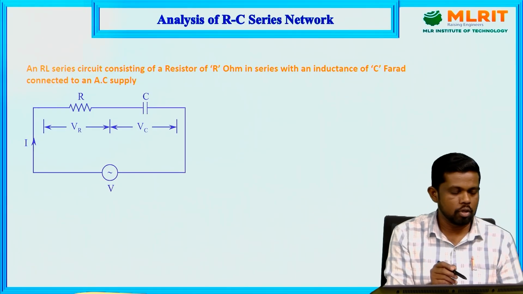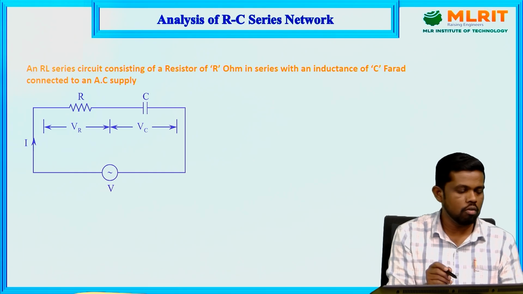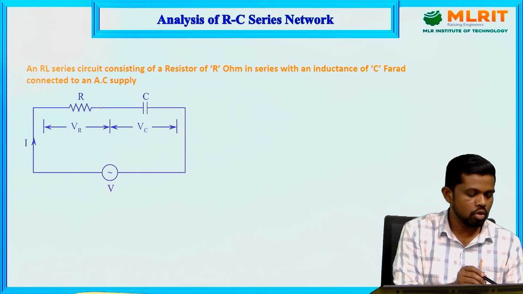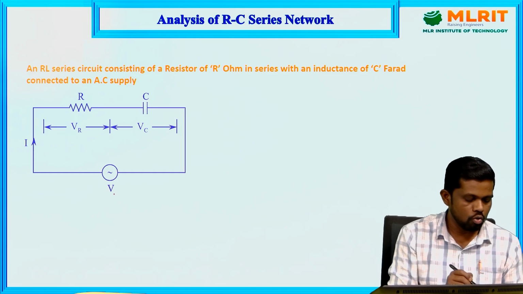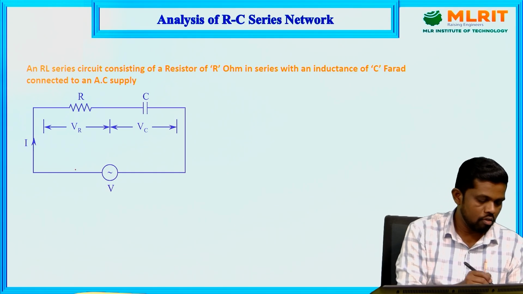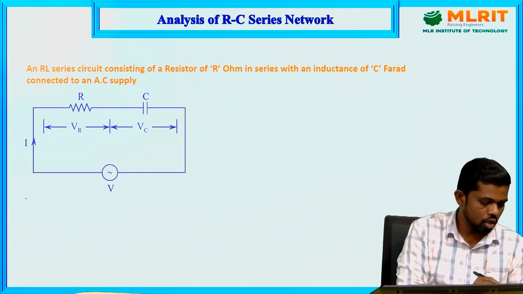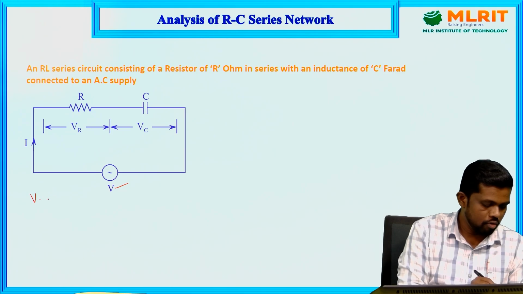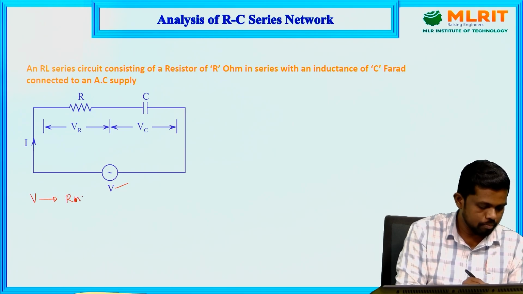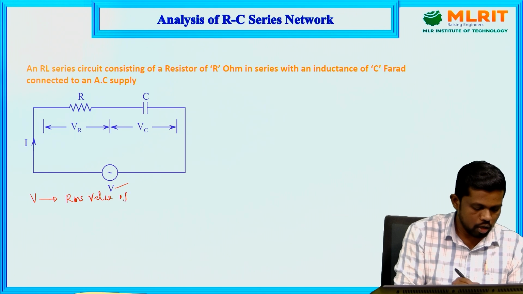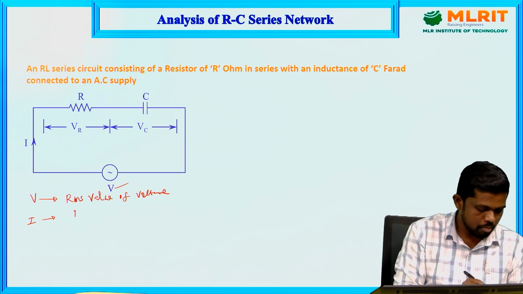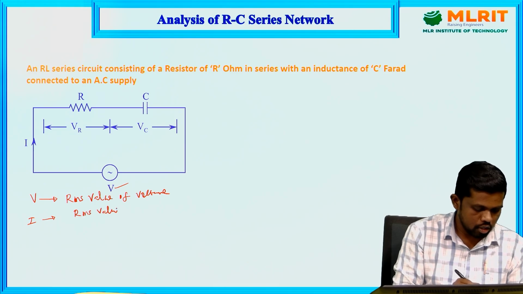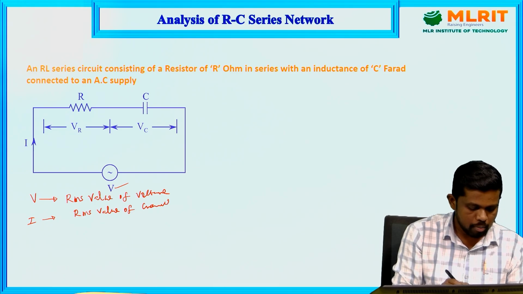So let's discuss this RC series circuit. We take a resistance of R ohms in series with a capacitance of C farad, supplied from an alternating voltage source V, which drives the resultant current I. Here we take both quantities in terms of RMS only. V is the RMS value of voltage, and capital I is the RMS value of current.